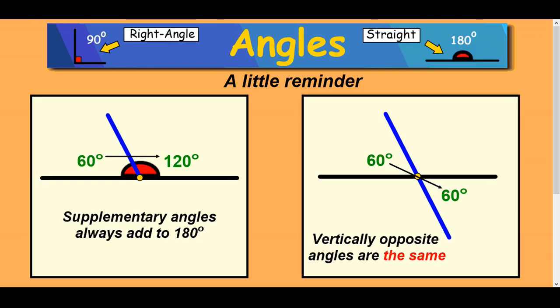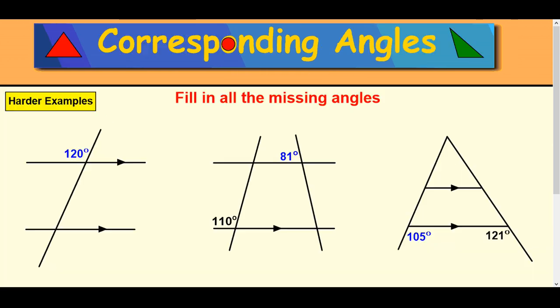Right. This is another idea that pops up, and we talked about it earlier. Vertically opposite angles are the same. So this 60 here is the same as 60 there. That's going to be 120 here, isn't it, from the straight line? And that would be 120 there. But let's look at these three harder examples to finish off. So here, this is kind of similar to the one we did before. That would slide down to there, and that would be 120 degrees.